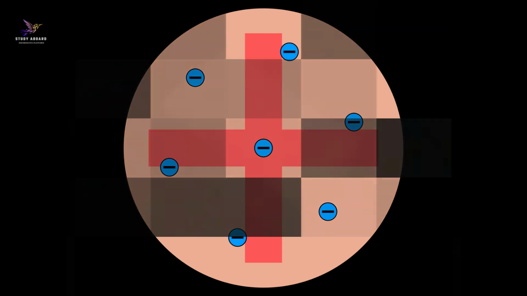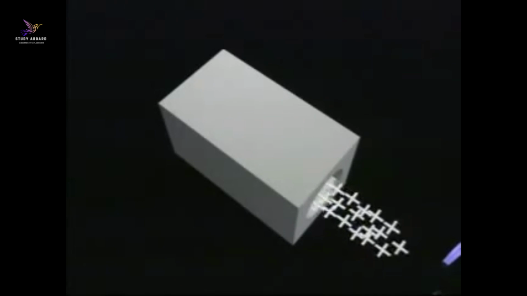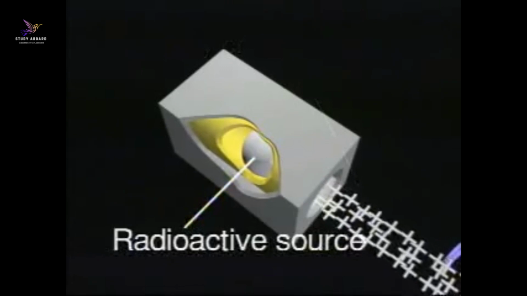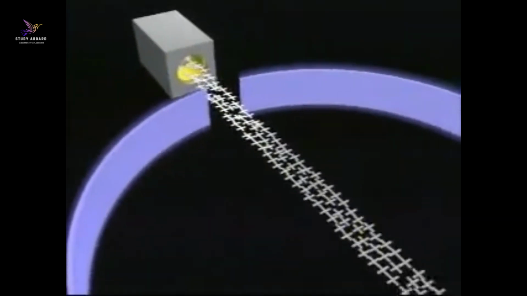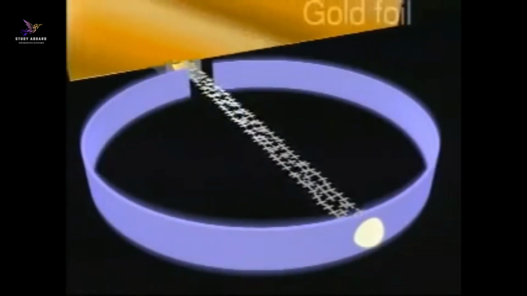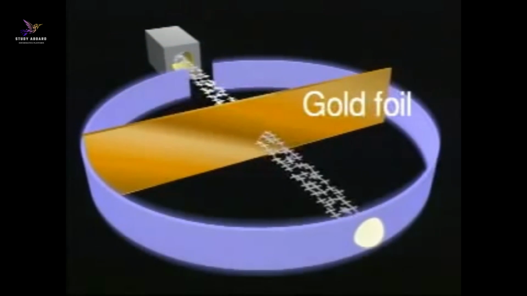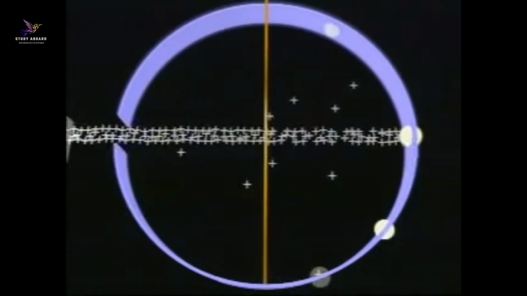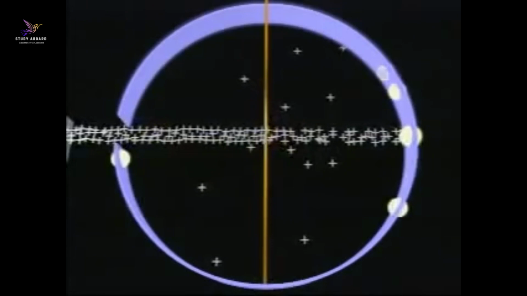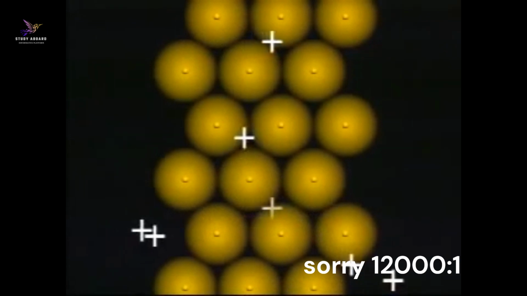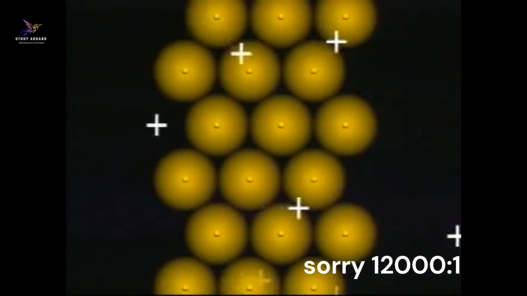Here in the experiment, alpha particles were fired towards the fluorescent screen, which was made up of zinc sulfide. This fluorescent screen glows when the alpha particle hits it. When the gold foil was added between them, some of the particles were deflected, and a ratio of 1 in 12,000 particles were bounced back.